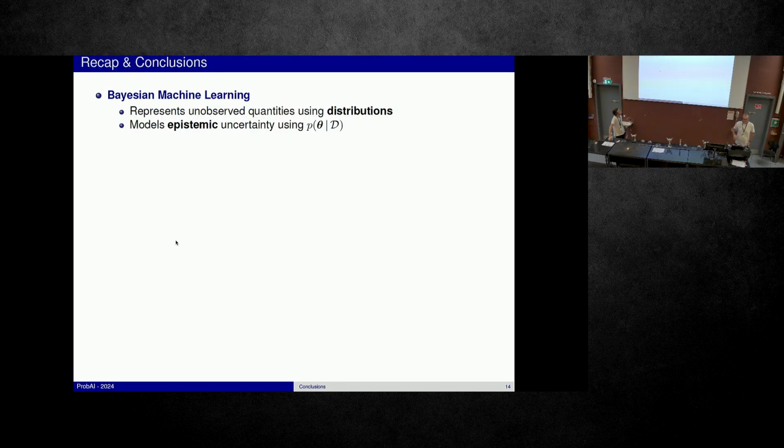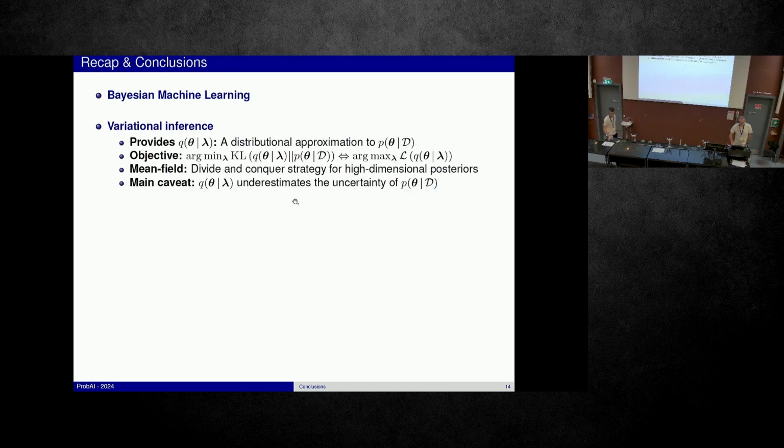So we started with motivating this whole thing by saying that we would like to do Bayesian machine learning. And the key there is to represent uncertainty really carefully. So we want to use distributions for anything that is unobserved, in particular for the model. So we are explicitly representing the epistemic uncertainty through a distribution function, this P of theta given D. So that was our goal here.